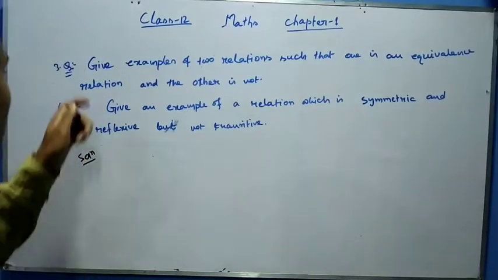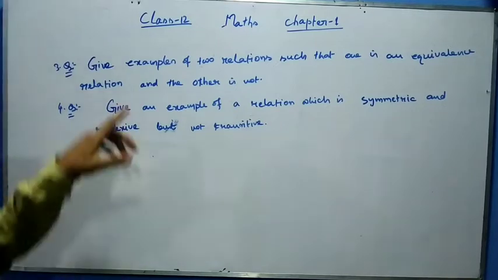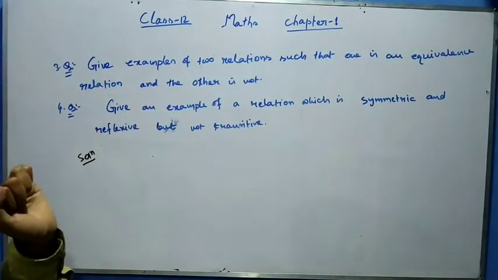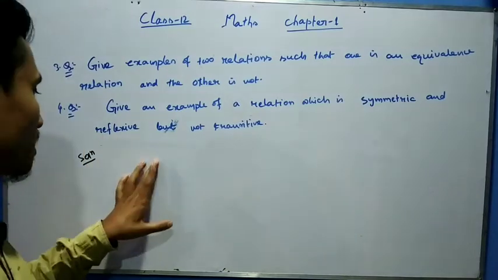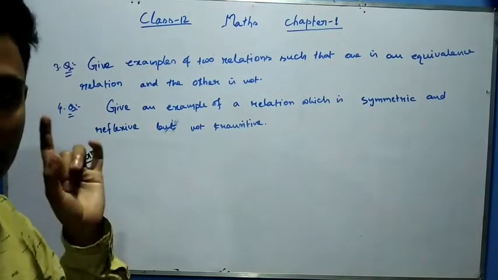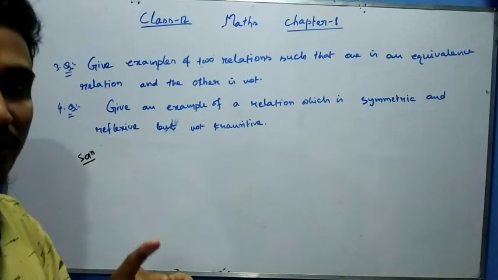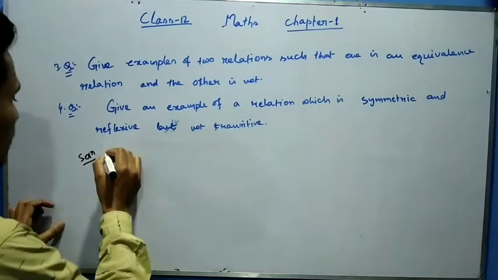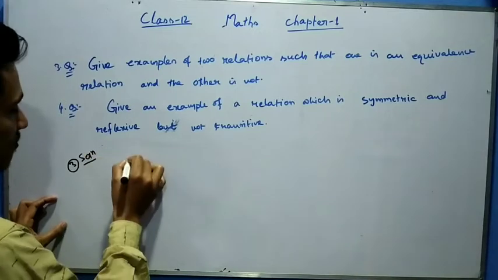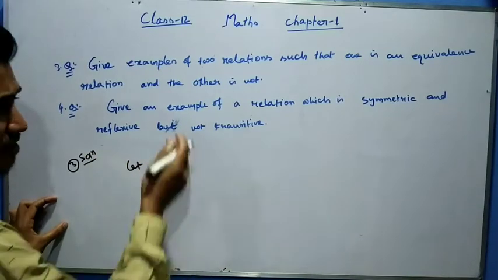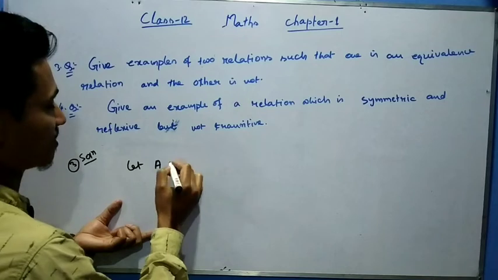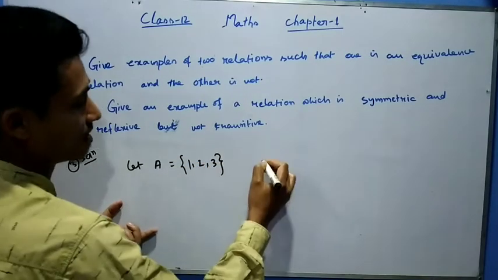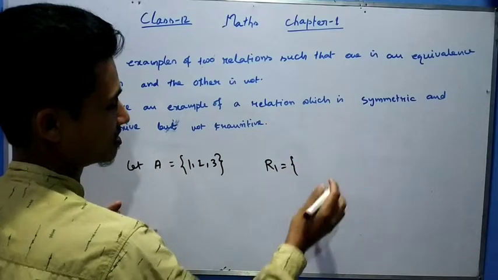Next question, question number 3. Let's see. Give examples of two relations such that one is an equivalence relation and the other is not. Okay, so we have to give two examples on a set, one of which is an equivalence relation and the other is not. First we have to consider a set, because a set is not mentioned. We know a relation is defined on a set. Suppose A = {1, 2, 3}. Now R1 I am defining.